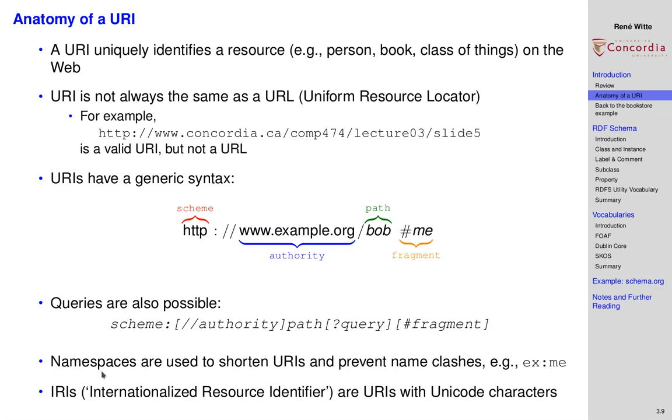We've also seen namespaces, which you can use to shorten URIs. And just like in programming, you can use them to prevent name clashes. So you'll see in different RDF files and different vocabularies, you could have the same concept, but then you can distinguish it with the namespace.